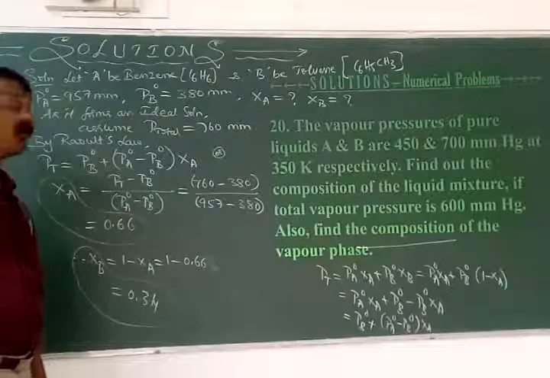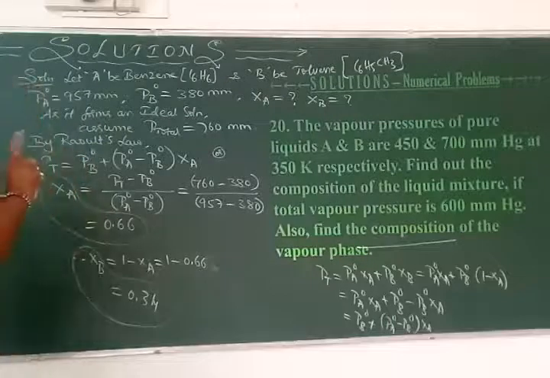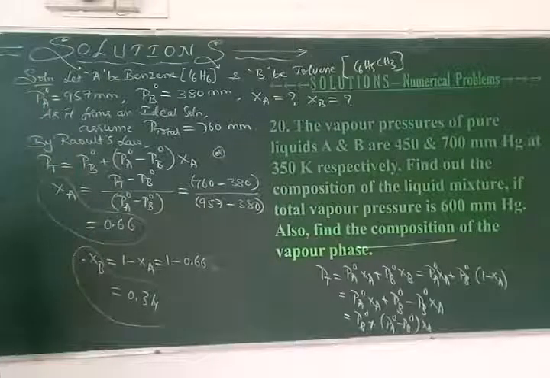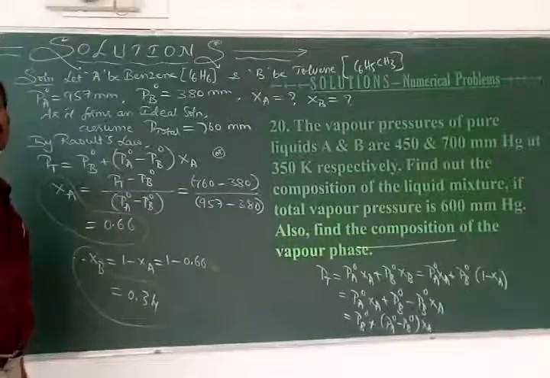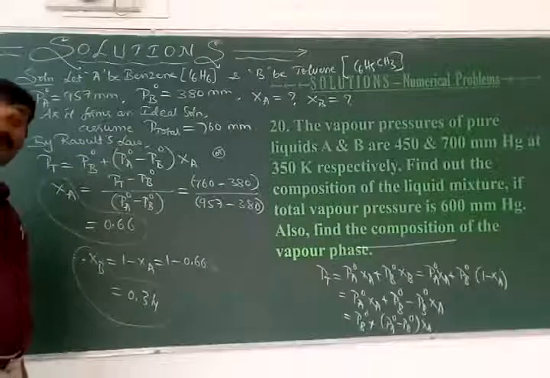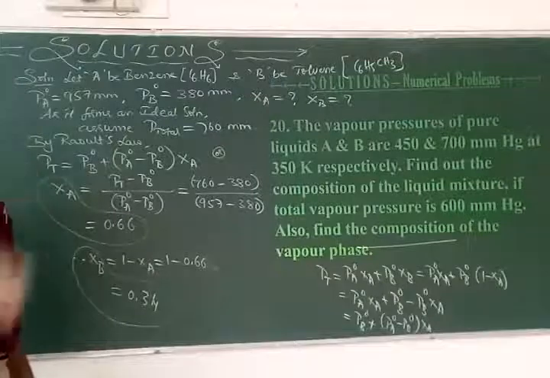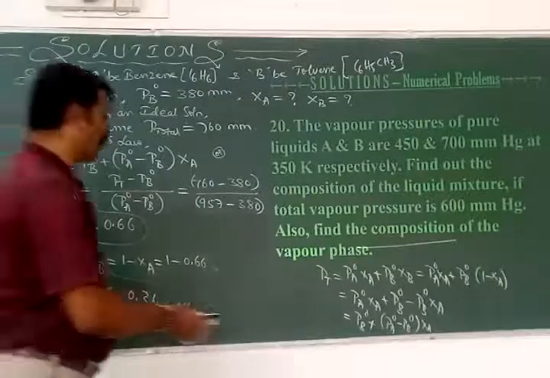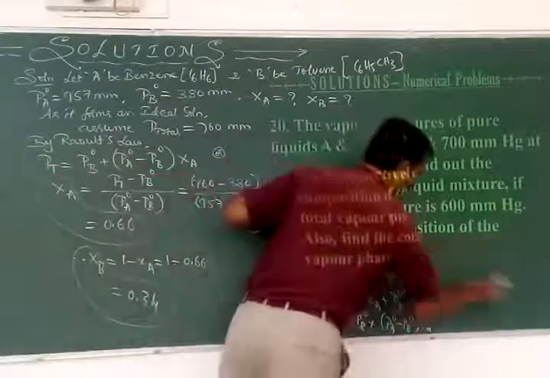Also find the composition of the vapor phase. First you have to calculate the composition of the liquid mixture, then you have to find out the same composition with respect to the vapor phase. It means we have to do double calculations here. Okay, so let us solve now.